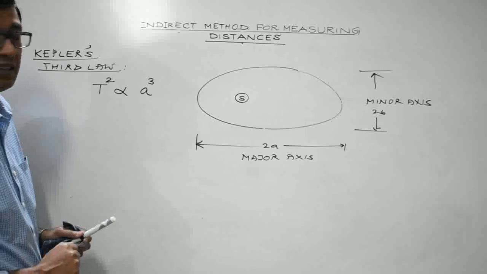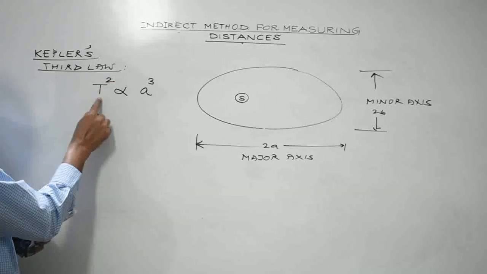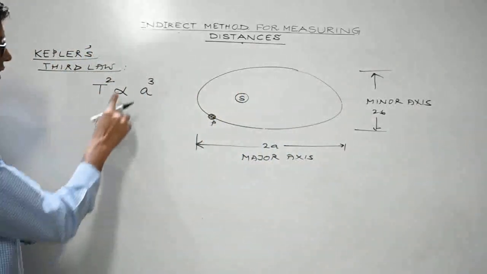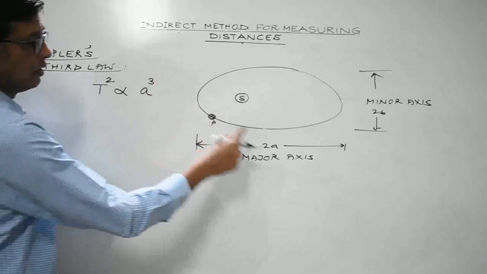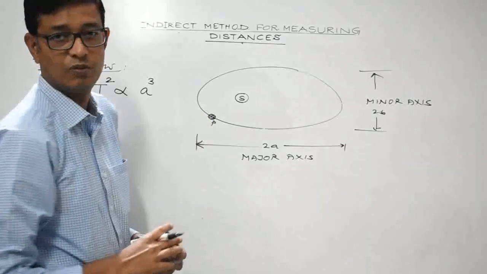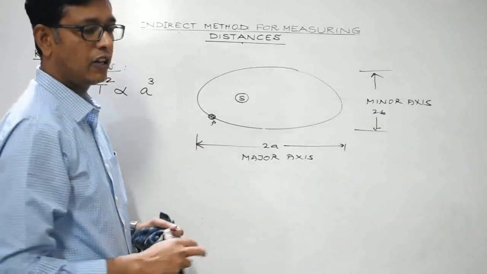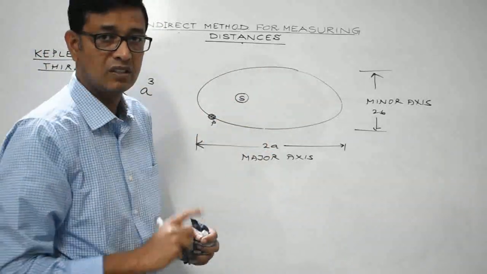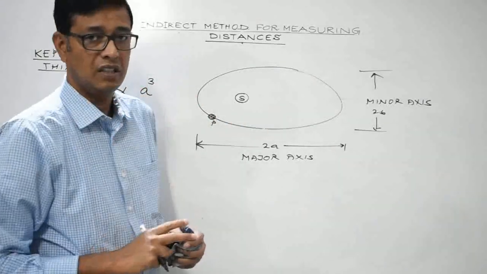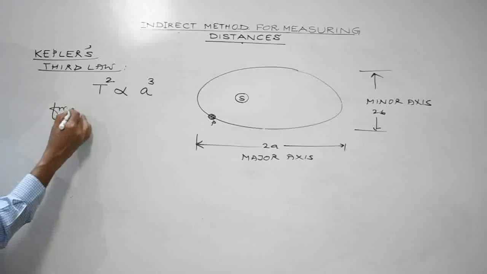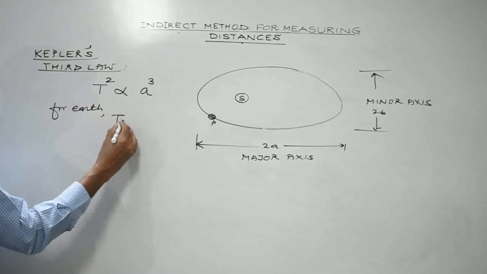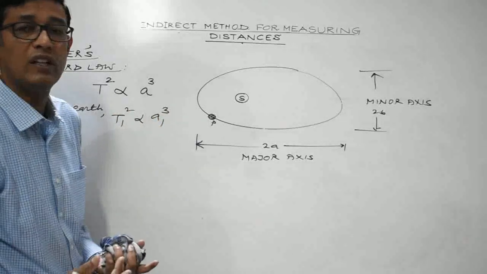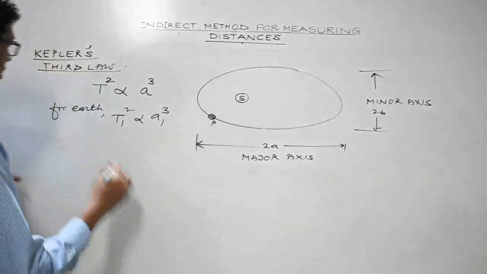So Kepler's third law states that the square of the time taken by a planet to complete one revolution around the Sun is directly proportional to the cube of the semi-major axis of its elliptical orbit. So that's the statement. If we consider two planets, suppose Earth is one of the planets, and the other planet whose time period is known to us, but its distance from the Sun is to be evaluated, right? So for Earth, suppose T1 square is proportional to A1 cube. A1 would be the distance of the Sun from the Earth, which is equal to 1 AU, astronomical unit, which we are aware of.